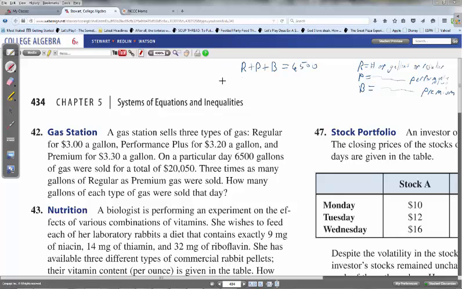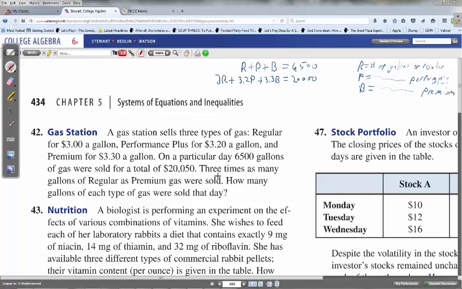Well, that's another equation, because we have $3 for each regular gallon, so 3R. We have $3.20 for each Performance Plus, so 3.2P. And we have $3.30 for Premium, so plus 3.3B equals 20,050.